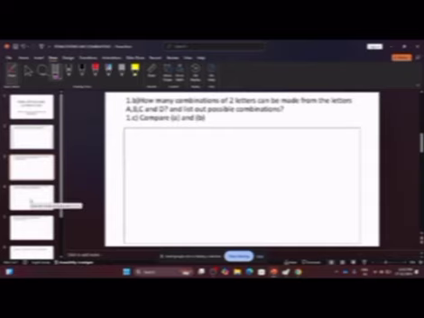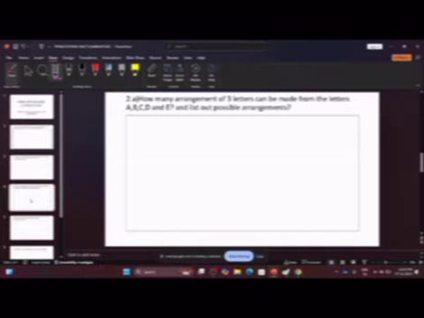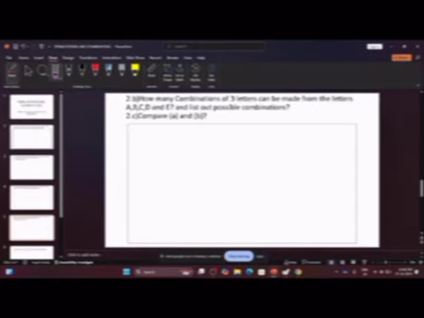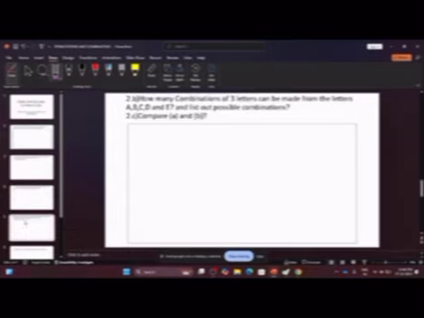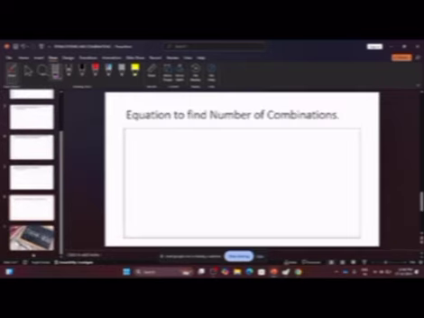Similarly, I have prepared a second set of questions. In this question, they have asked us to arrange three letters that can be made from the letters A, B, C, D, and E. In the second sub question, as in the previous one, I have just replaced the word arrangement with combination. Can you see the similarity between these questions and the difference between them? Yes. At last, we will discuss the equation to find the number of combinations.